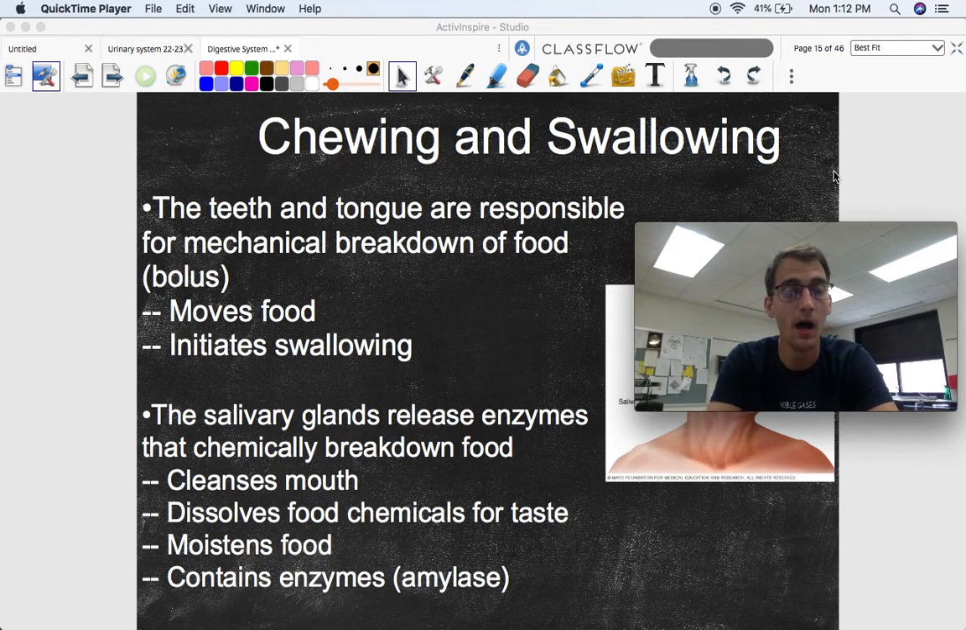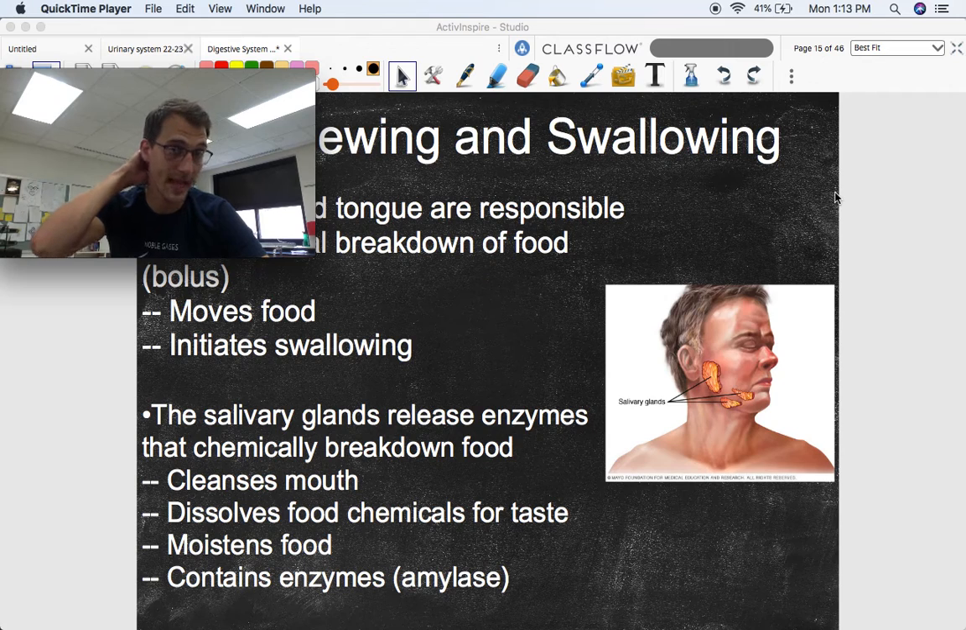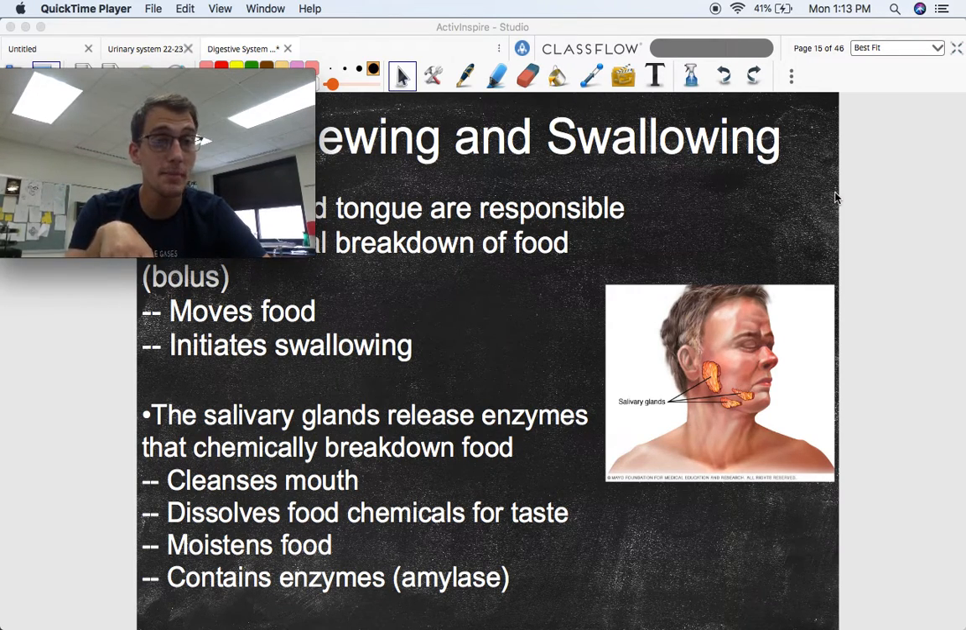And you have 3 pairs of salivary glands around your oral cavity. And your salivary glands, as you may have already guessed, secrete saliva. And what does saliva actually do? Saliva is releasing enzymes that help to chemically break down food. So obviously, chewing with your teeth is mechanically breaking down your food into smaller pieces, and then your saliva is going to clean your mouth, and it's going to dissolve food chemicals so that you can taste things with your tongue.